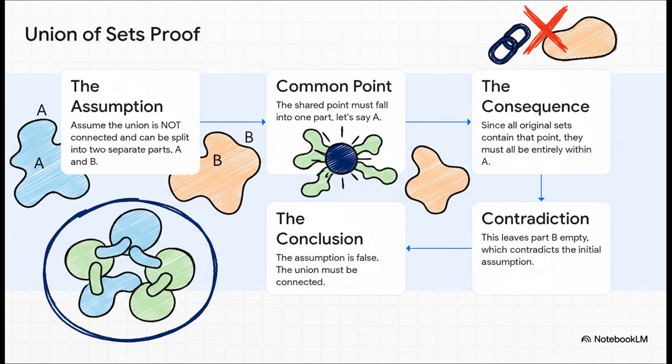But wait, since every single one of our original sets contains that point, and they're all connected, none of them can be split. This means they all have to get sucked into part A, which you see in step 4. And here's the punchline in step 5. What's left for set B? Absolutely nothing. It's empty, which totally breaks our initial assumption that B was non-empty. Our assumption was wrong. The union has to be connected. How cool is that? We've just proven we can build bigger connected shapes from smaller ones.